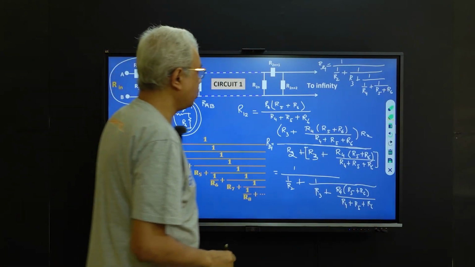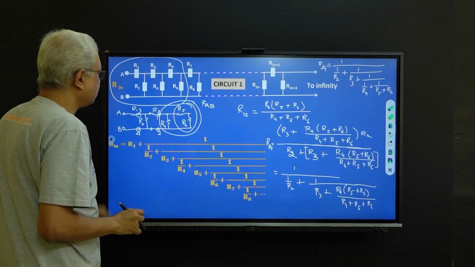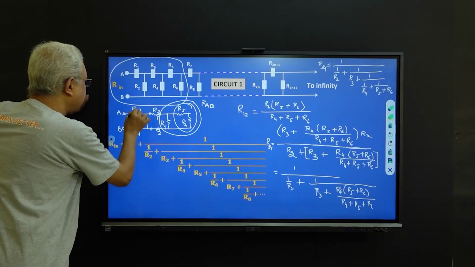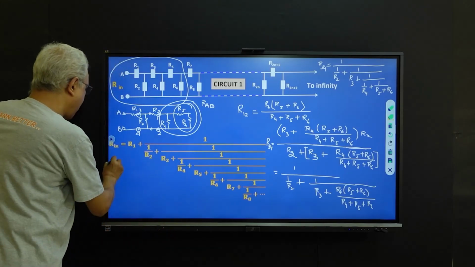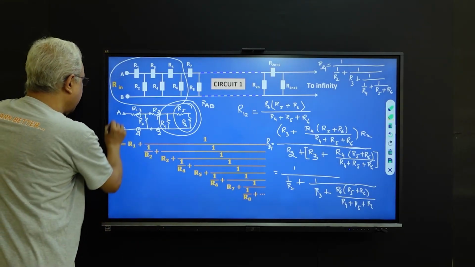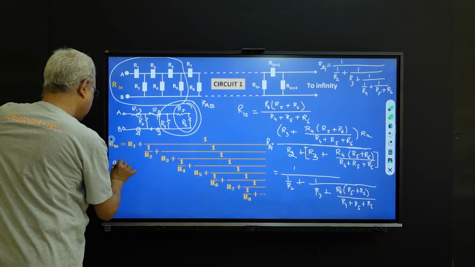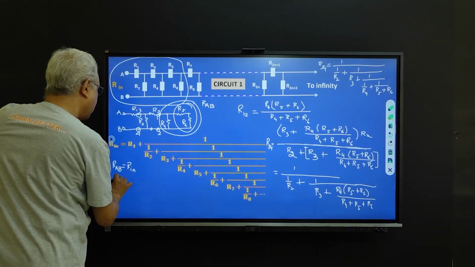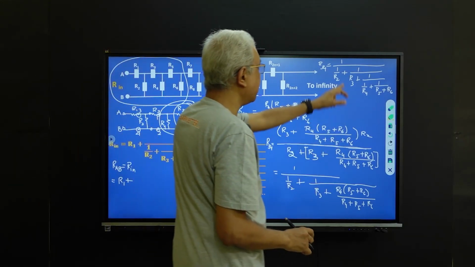Okay, so this is R34 between these 2 points, and therefore Rin is actually the series combination of R1 plus R34. So Rin or RAB in this case, which is Rin, is equal to R1 plus this much.